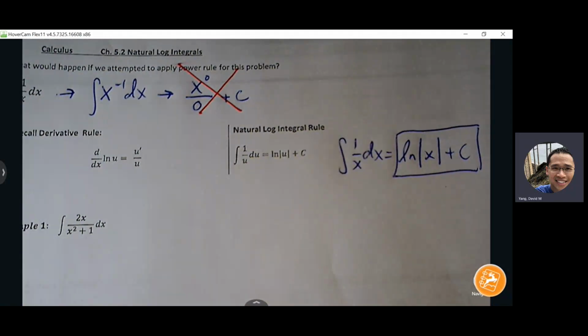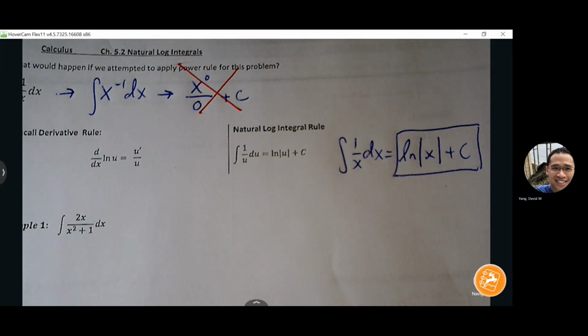Okay. If it's any other power, like x to the -2 or x squared or x to the 3/4, we go through power rule. But in this one instance, because power rule fails, we have a natural log rule to handle this one specific case.